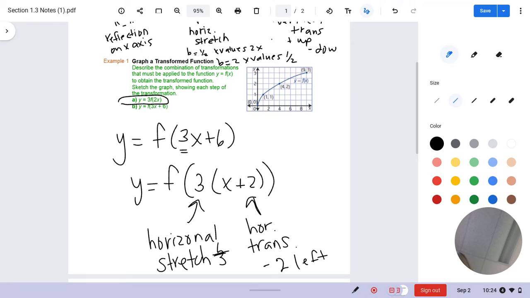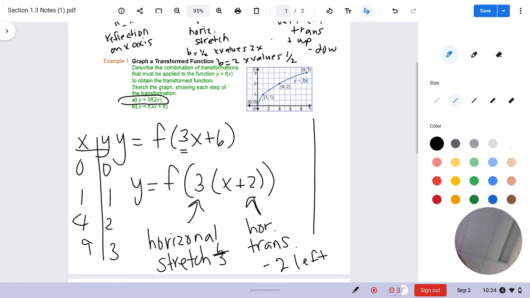Okay, so if I take my original points again, here was my original table: 0, 0, 1, 1, 4, 2, 9, 3. I just got those points off of the graph. So a horizontal stretch and then a translation. You always do stretches and reflections first and then translations after. So you have to do the multiplication stuff first and then the adding or the subtracting after. Okay, so I'm going to multiply by a third.